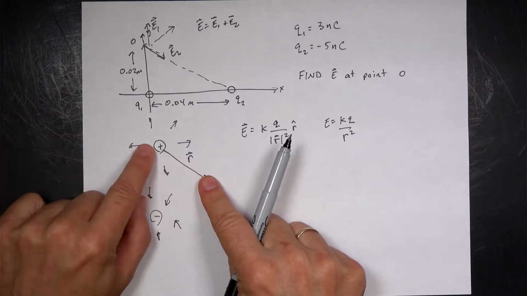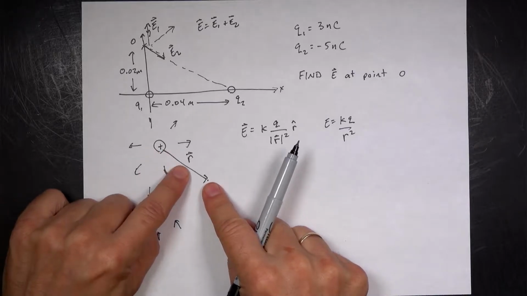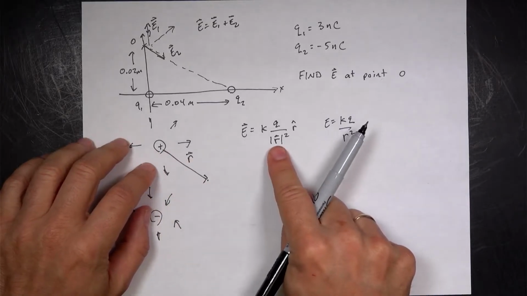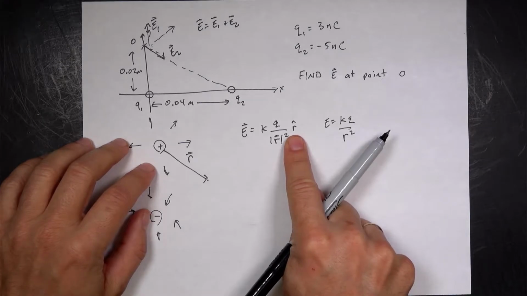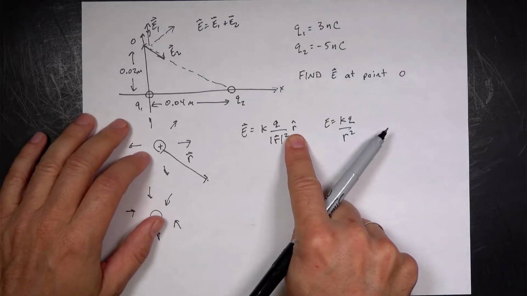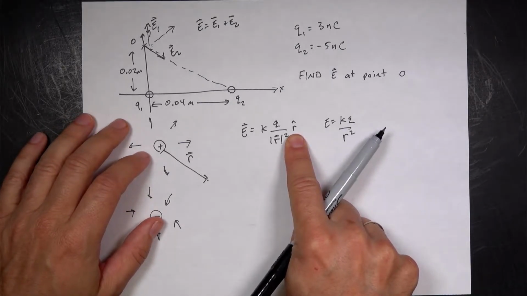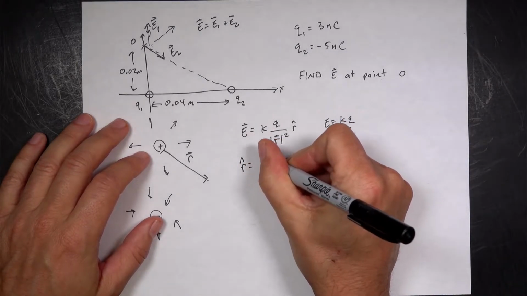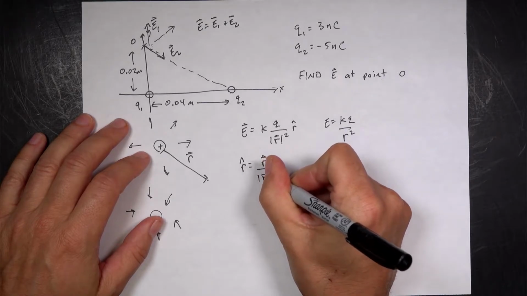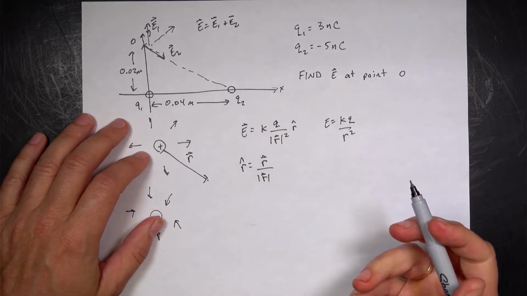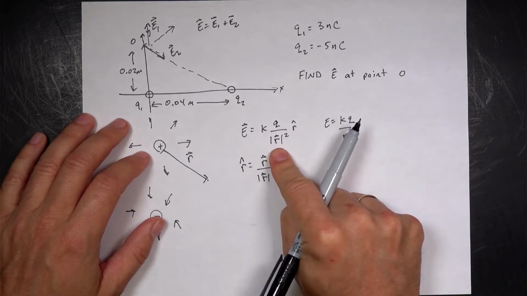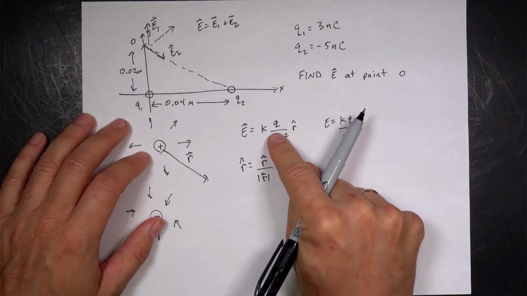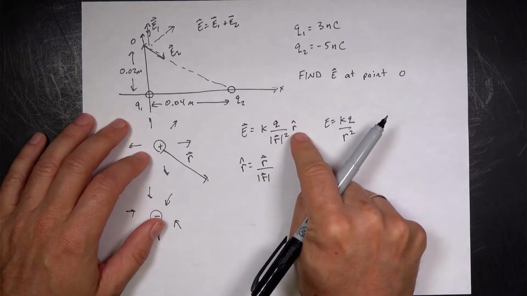You find the vector from the charge to the observation location. I'm just calling it R for right now, and that's that vector right there. I need to find this R hat. R hat is a unit vector pointing in the direction of R. We can define R hat as the vector R divided by the magnitude of the vector R, and that will give us a vector. When I take the magnitude of the vector, it's a scalar and I can square it, but then I multiply by this R hat and I get a vector again.